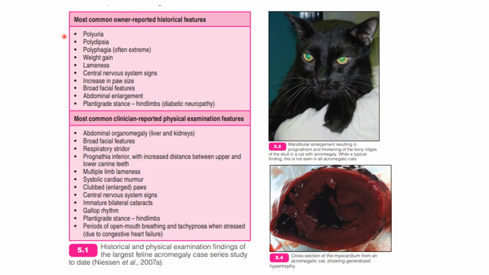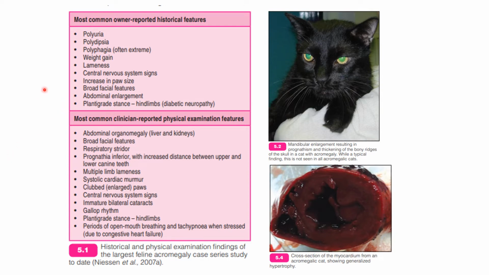So PUPD, your polyuria polydipsia, very common with regards to endocrine conditions. There's always your PUPD, your polyuria and polydipsia. So weight gain, leanness, CNS problems, increase in paw size, again because increased growth due to excess in growth hormone, broad facial features as shown here, very odd facial features, abdominal enlargement, and plantigrade stance.